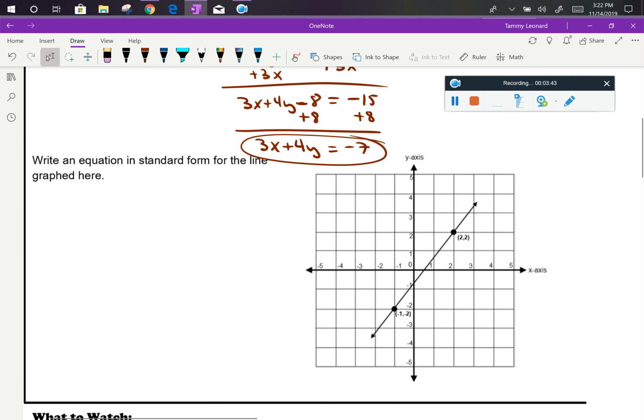In the next one, we're asked to come up with an equation in standard form, not from some other equation, but from a picture. So we've got a graph, and we've got to figure out standard form. Now, with point slope and slope intercept, we just kind of looked for the pieces on the graph and plugged them into the equation where they went. But standard form doesn't work like that.